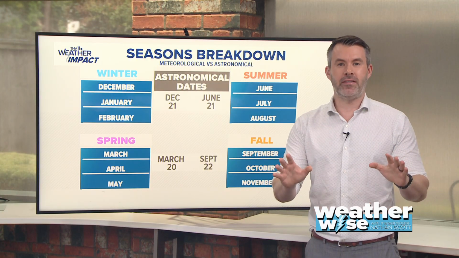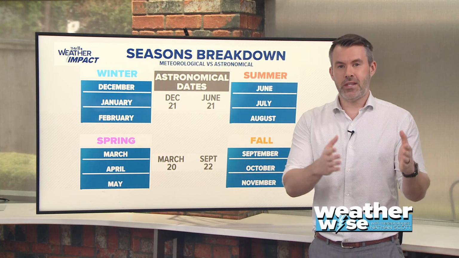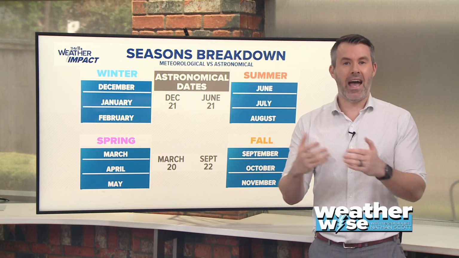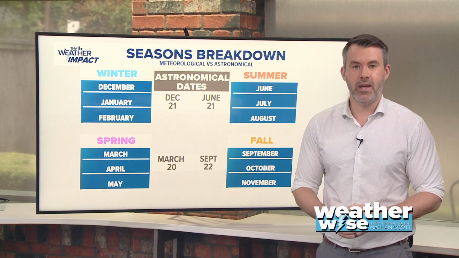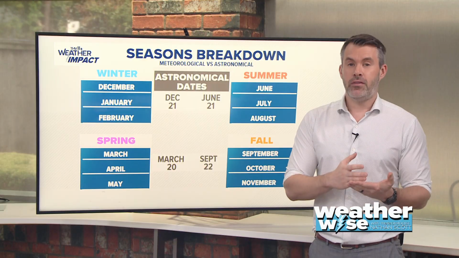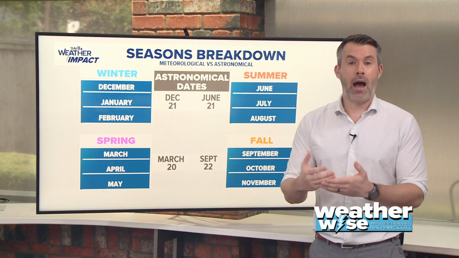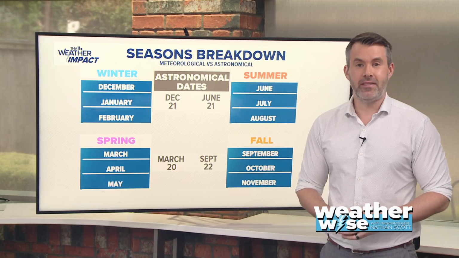Before we talk about the autumnal equinox, we'll go into what's the difference between meteorological fall and astronomical fall, because I'm sure you've heard those terms over the past several weeks, and it can be confusing because meteorological fall started September 1st. However, astronomical fall started on September 22nd.